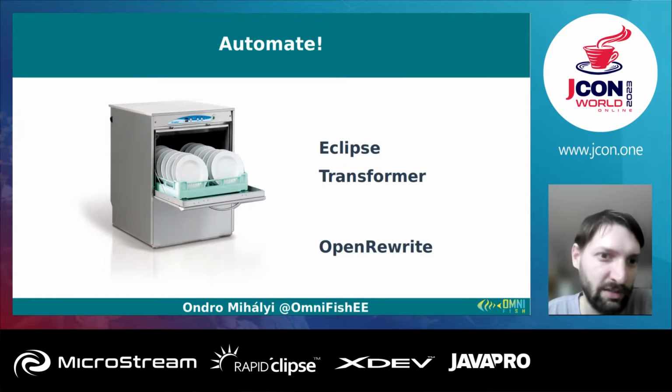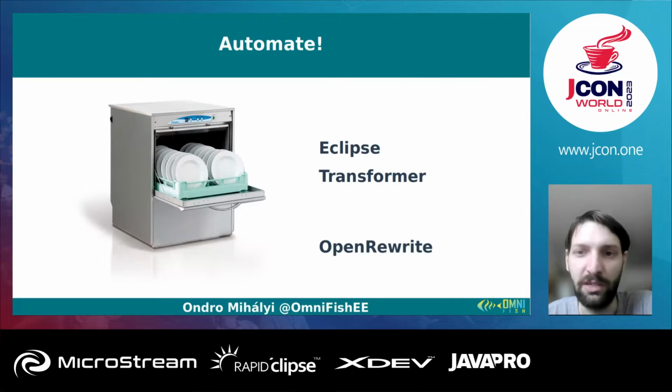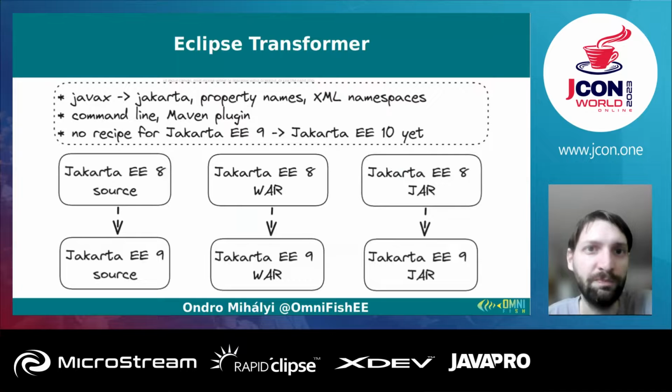So yeah, search and replace is already an automation, but it's not very clever. It's more clever to use specialized tools to do the transformation. One of them is Eclipse Transformer, and Eclipse means that it's in the Eclipse Foundation as an open source project. OpenRewrite is another open source project, which is not in the Eclipse Foundation, so it's just OpenRewrite, but they are both out there, they are open source and you can easily use them. And they have their own advantages and disadvantages, so it's very useful to use them both, and I will explain why.